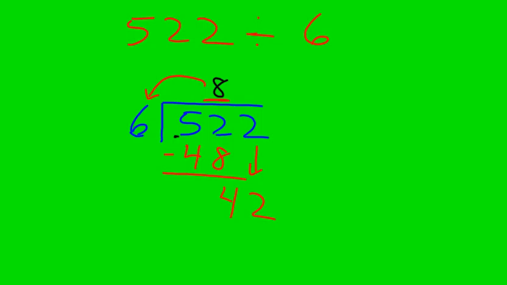So now we asked ourselves, 6 multiplied by what number gives us 42? 6 times what gives us this 42? And we said it was 7. Once we got 7, we then multiplied it down to get 7 times 6 equals 42. Once again, right here, we subtracted and we got a remainder of 0. So our answer is the number 87.